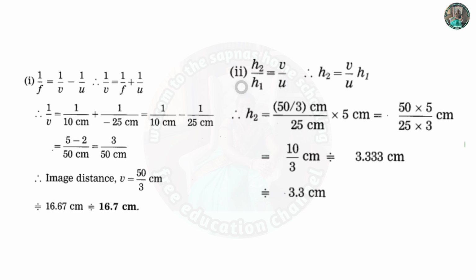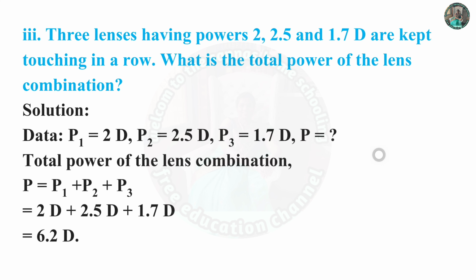And about height, म्हणजे आता बघा हाईट काढायची तर h2 upon h1 is equal to v upon u. So h2 is equal to v upon u into h1. h2 is equal to 50 upon 3 centimeter upon 25 centimeter into 5 centimeter. म्हणजेच 10 centimeter upon 3 centimeter is equal to 50 into 5 centimeter upon 25 into 3 centimeter is equal to 3.33 centimeter म्हणजेच 3.3 centimeter.